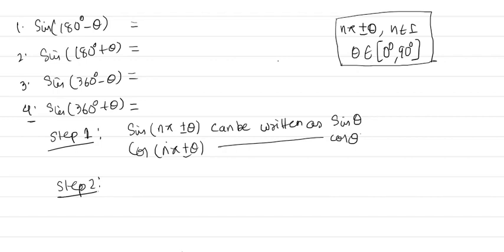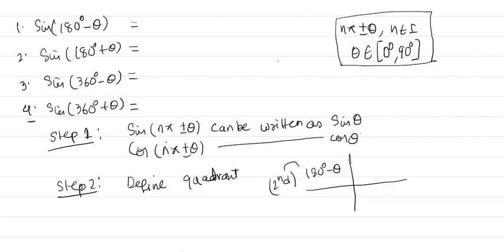Then step 2 is you define the quadrant. This is the most important step. Step 2 is the quadrant. If you define it, you can say 180 degree minus theta is the second quadrant, 180 degree plus theta is in the third quadrant, and 360 degree minus theta is in the fourth quadrant. You just keep that in your mind. And similarly 360 degree plus theta. So like that you can do.